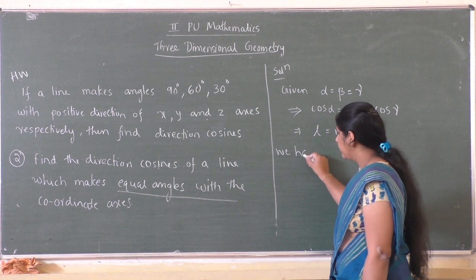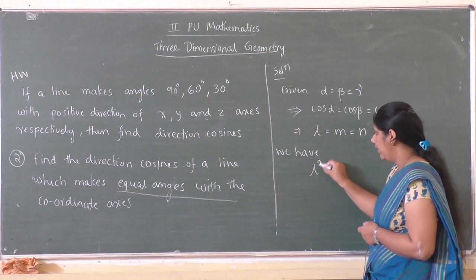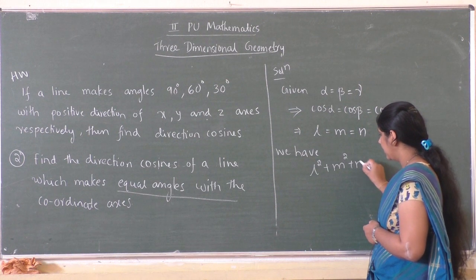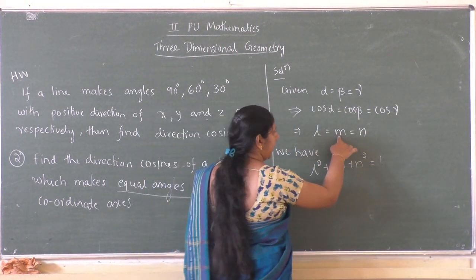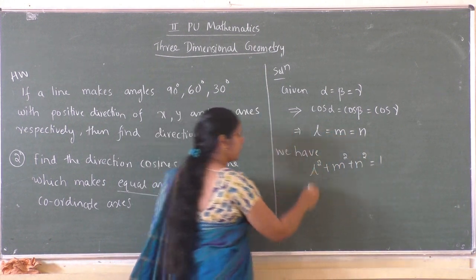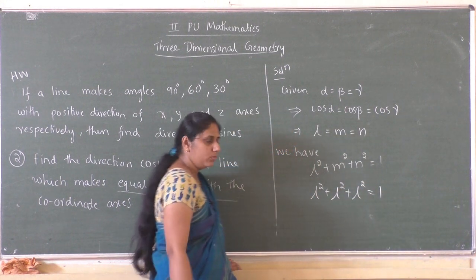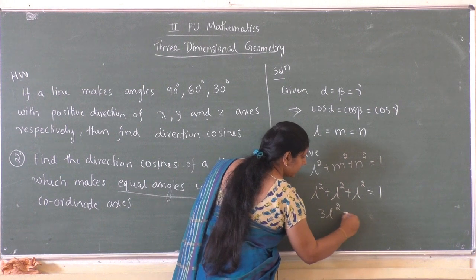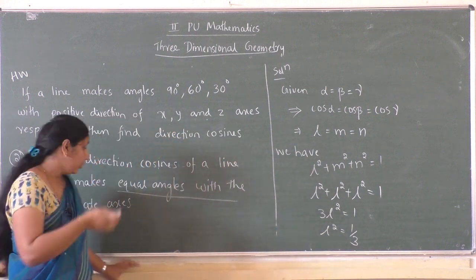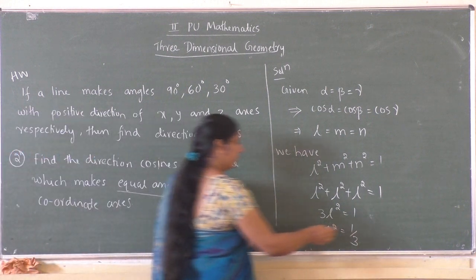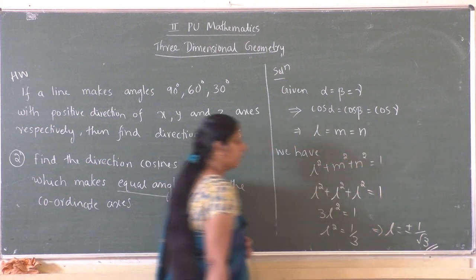Then what is the relation between l, m and n? We already derived that. We have the condition l square plus m square plus n square equal to 1. Substitute here, m equal to l, also n equal to l. We get l square plus l square plus l square equal to 1. That implies 3 l square is 1 or l square is 1 by 3. But we have to find the direction cosines. Therefore, l is plus or minus 1 by root 3.